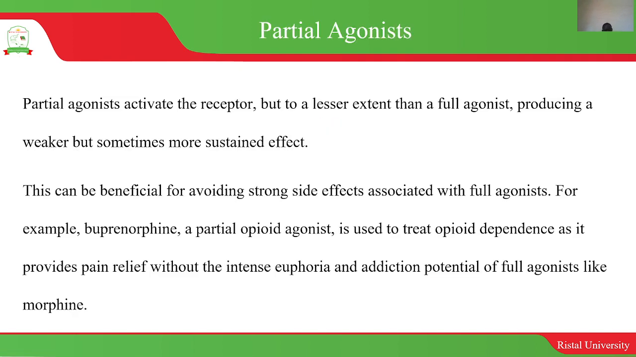A partial agonist. So agonists can be full agonists or partial agonists. So we are looking at what a partial agonist is. These activate the receptor, but to a lesser extent than a full agonist. They produce a weaker but sometimes more sustained effect. This can be beneficial for avoiding strong side effects associated with full agonists. For example, a drug like buprenorphine, which is a partial opioid agonist.